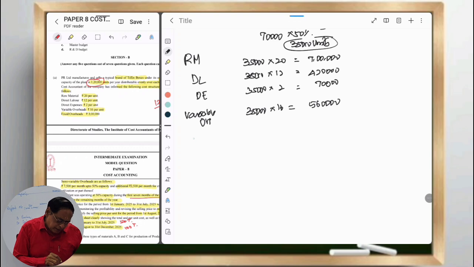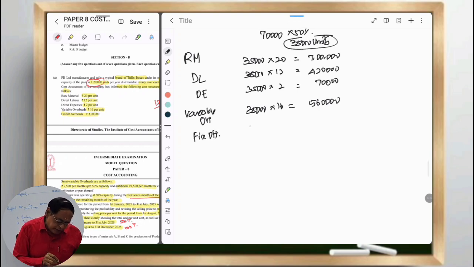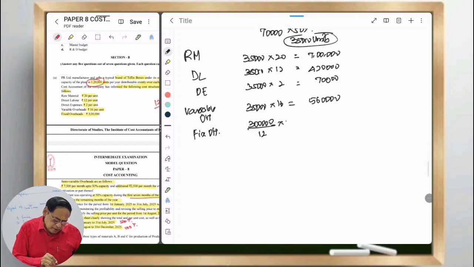And then fixed overheads. That is a total of 3 lakhs for 12 months. We have to find out for 7 months. If 3 lakhs is for 12 months, what is the value for 7 months? So, 3 lakhs divided by 12 into 7, that is 1,75,000. So, fixed cost is 1,75,000.